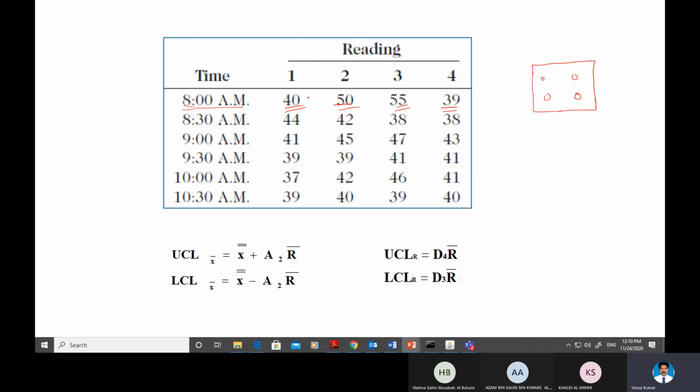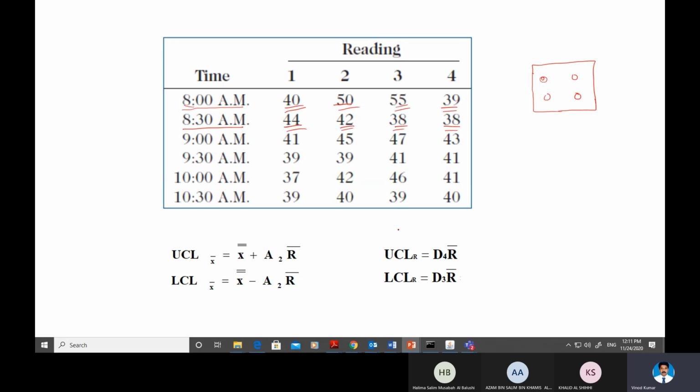So how many samples are there? 4 samples are there. Then at 8:30, again 4 locations I take, with readings 44, 42, 38, 38. Then 9, 9:30, 10, 10:30, I take 1, 2, 3, 4. How many samples? 1, 2, 3, 4, 5, 6 samples. But you see here I take 4 readings each. 4 thermocouples are connected and then we take the readings.